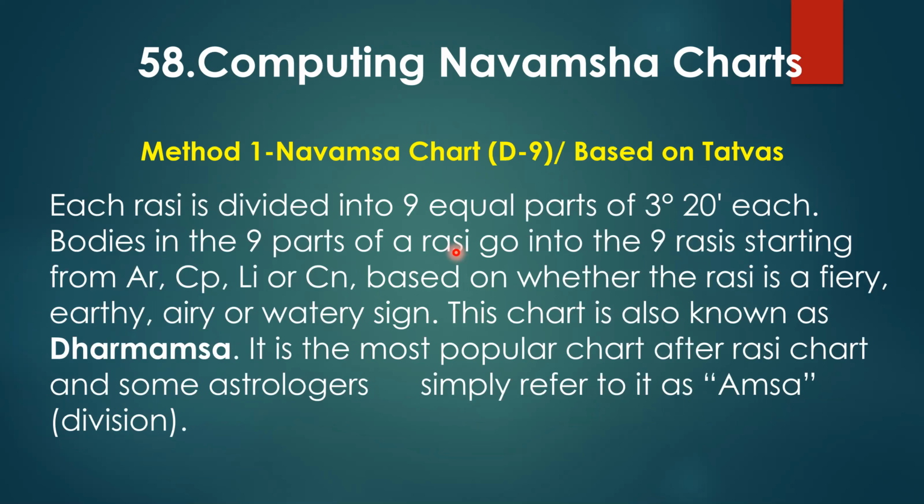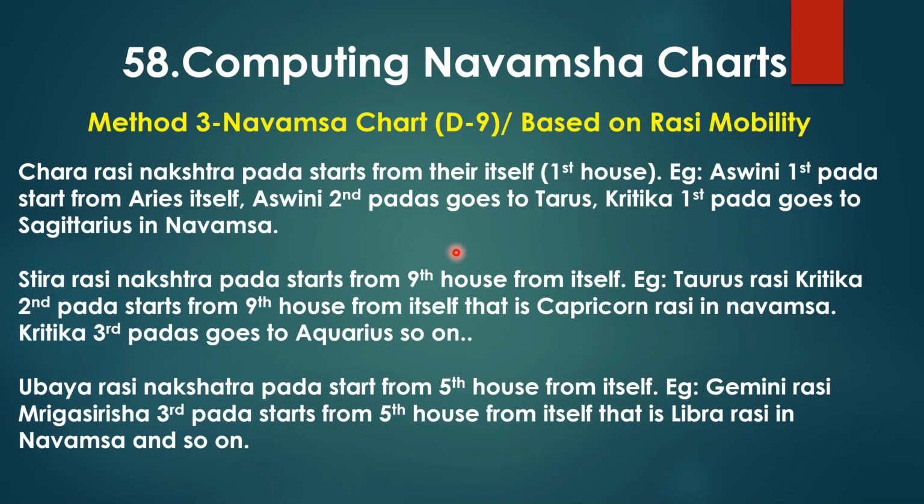And here the formula is Aries, Capricorn, Leo and Cancer, based on the fiery signs. The other method, the one I didn't mention here, is about the Nakshatra Padas. I will try to explain. Ashwini, Magha, Moola is from the Aries. Bharani, Purva Phalguni, Purvashadha is from the Leo. Krittika, Uttara Phalguni, Uttarashadha from the Sagittarius. That is based on the Nakshatra Padas. So you have three ways to map the D9 here.